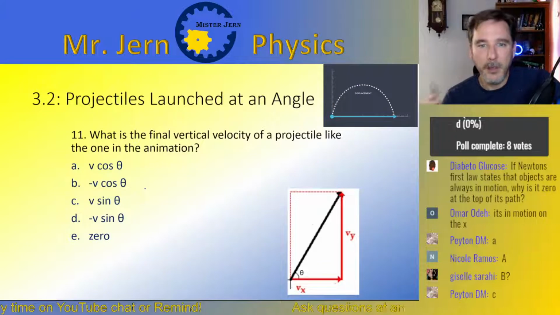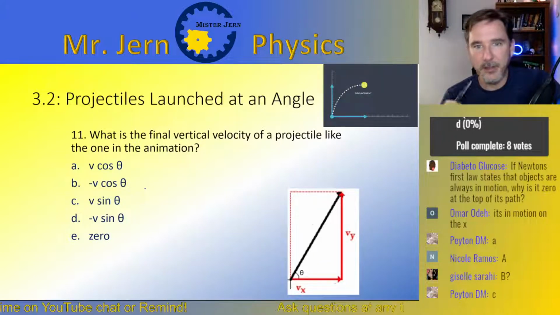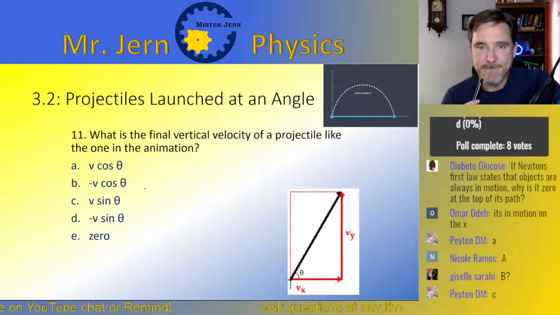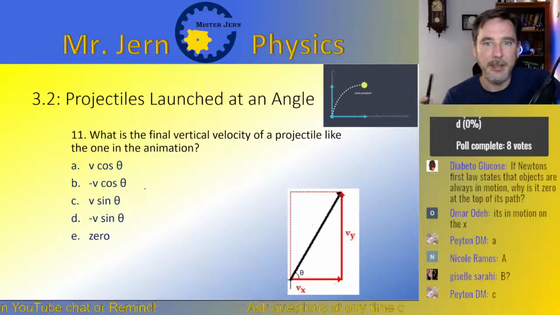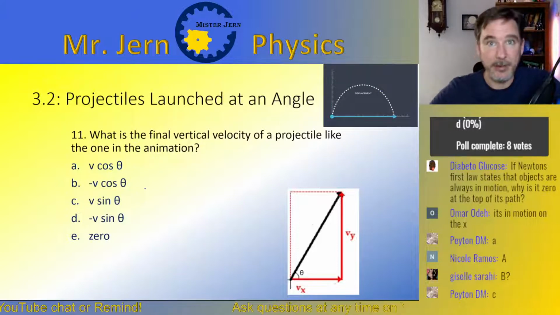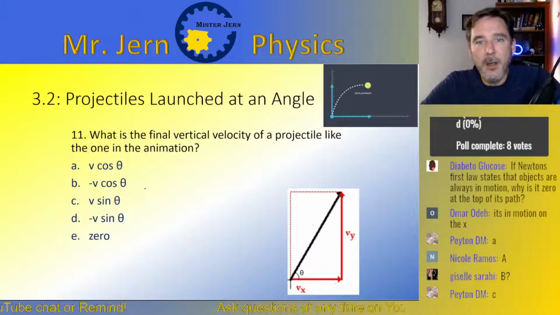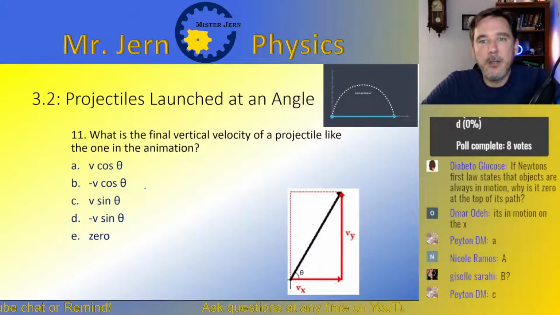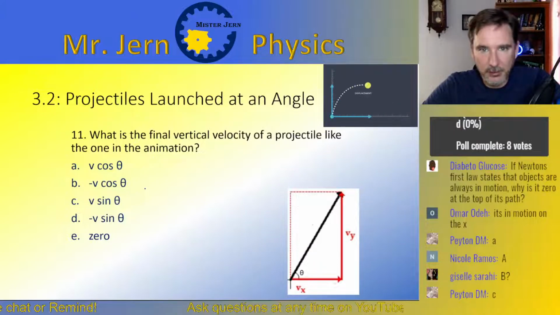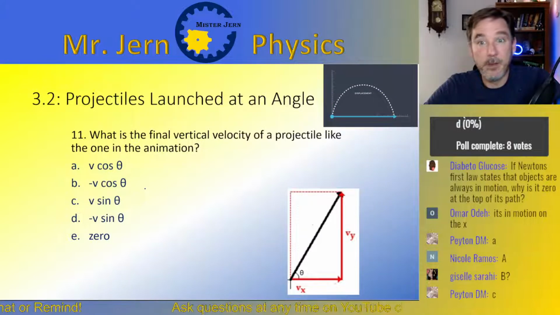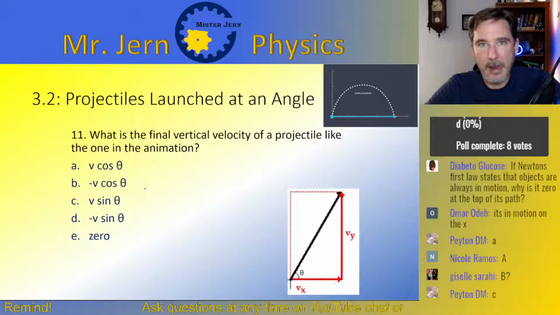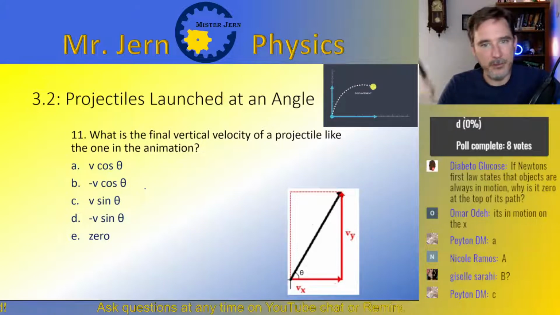Okay. This one I really wanted to make 4 choices and I could do the poll, but I couldn't. I liked all the options and I wanted to leave all the options in there. What is the final vertical velocity of a projectile like the one in the animation? Final vertical velocity. All right, I kind of sort of answered it previously, except none of those are the option, right?